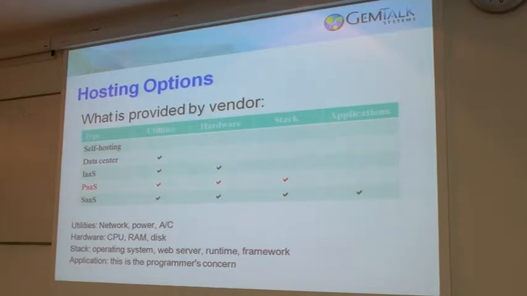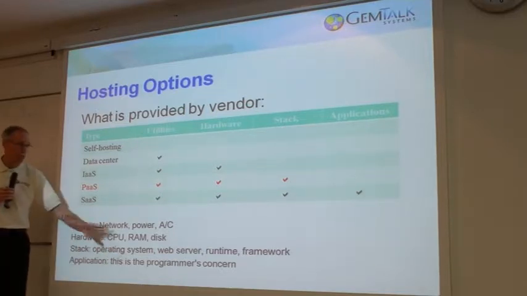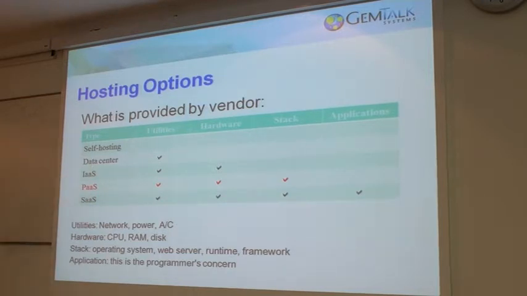The general idea of platform as a service fits into this sort of a matrix, where we start with the self-hosting, where you take care of everything yourself. You might have a data center, and they look after power, air conditioning, the network. You might get infrastructure as a service, where someone else provides the CPU, RAM, disk, so that would be the Amazon situation. We're particularly thinking of how can we as programmers take advantage of something that would be platform as a service, where someone provides the operating system, web server, runtime framework, and all you need to add is the application, which is the part that we as the programmers do.